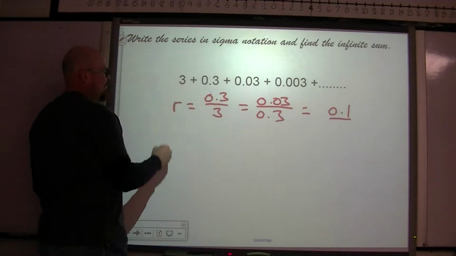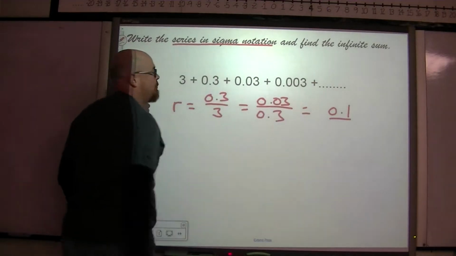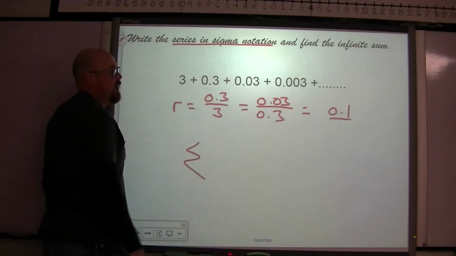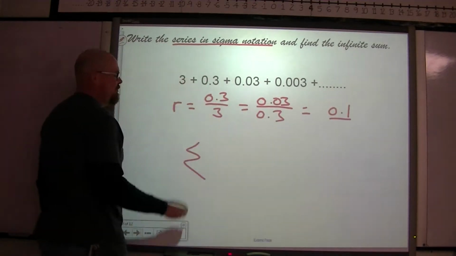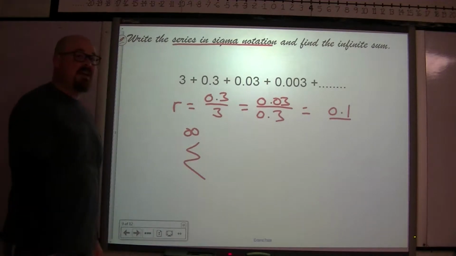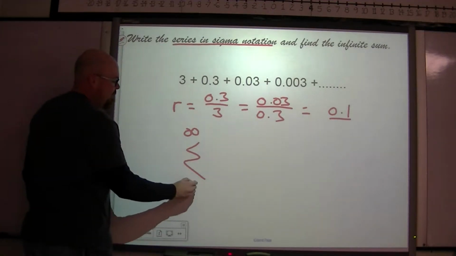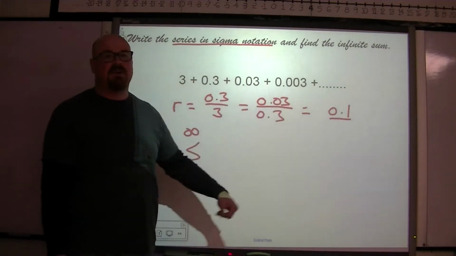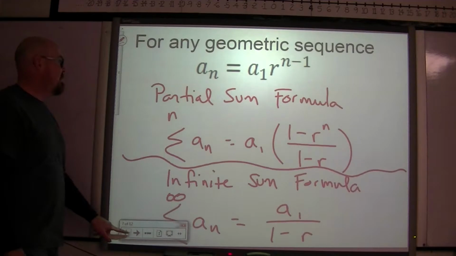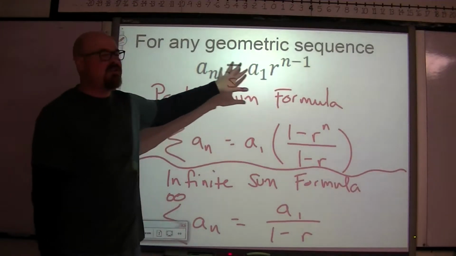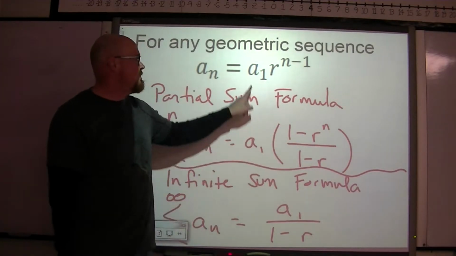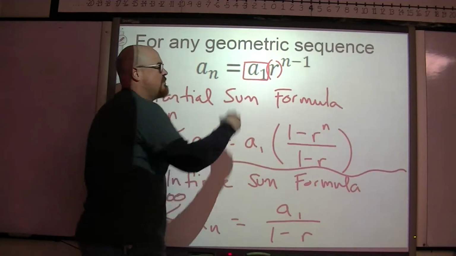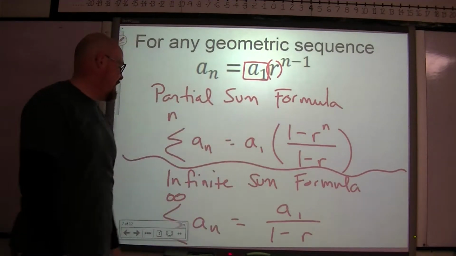So if I had to write this, and they want me to write the series in sigma notation, they want me to express what's happening here with the sigma, right? The dot, dot, dot tells me that I'm finding an infinite sum. I'm starting with the first term. Now my job is to take this geometric series and write it in this format, which you will recall is the general format for a geometric sequence. The first term in the sequence goes here. The common ratio, typically in parentheses, raised to the n minus 1 power.